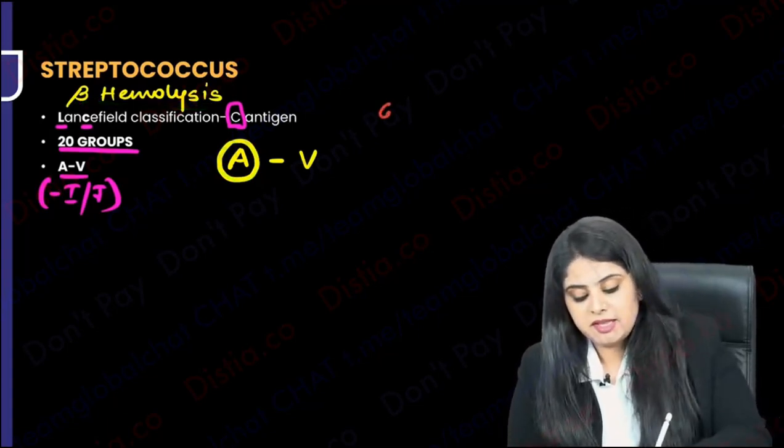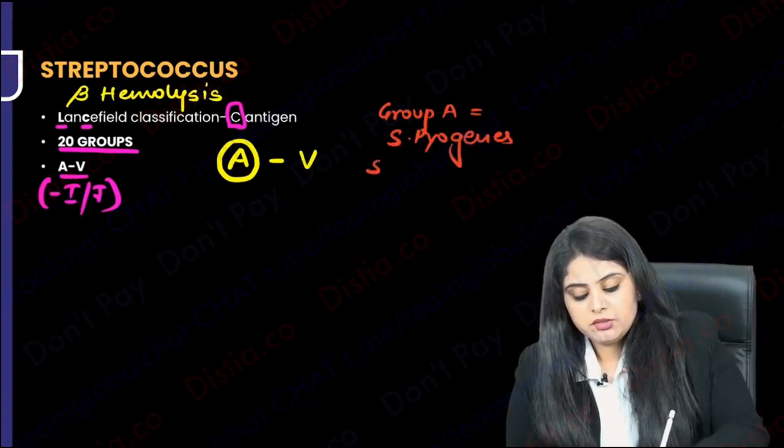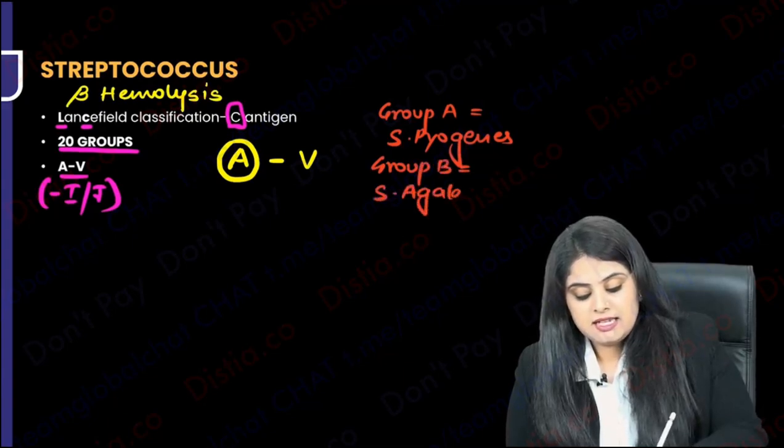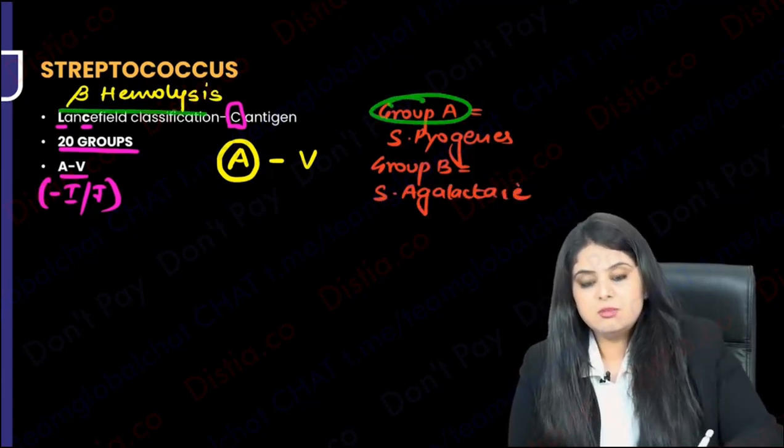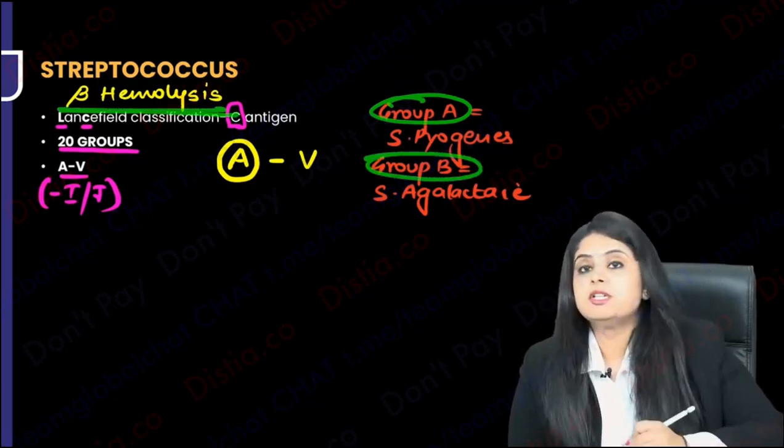So let me give you some examples. What is going to come under group A? It is going to be Streptococcus pyogenes. What is going to come under group B? These are the two which I'm going to teach you. Group B is going to have Streptococcus agalactiae. So remember, that is group A, beta hemolytic streptococcus, and group B, beta hemolytic streptococcus.